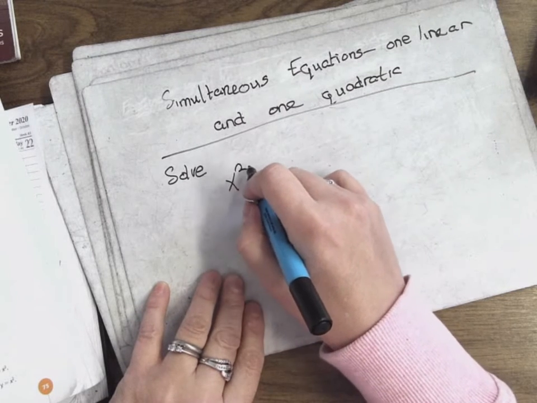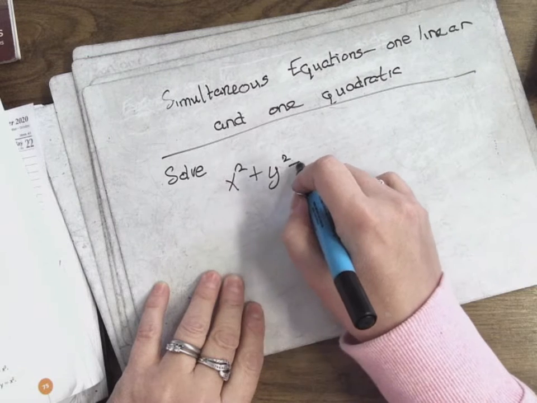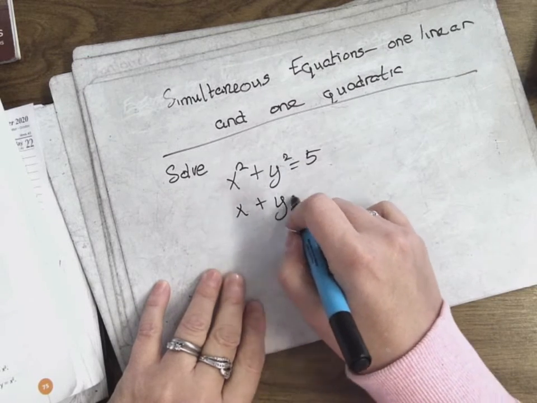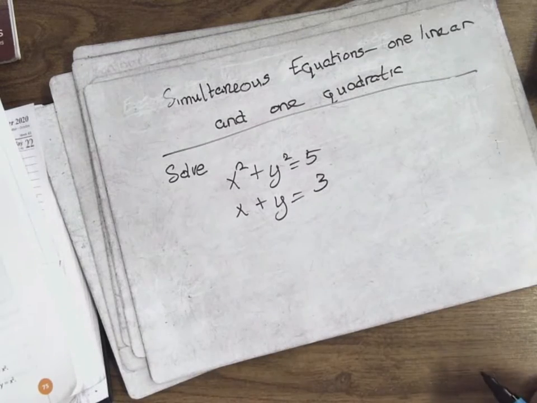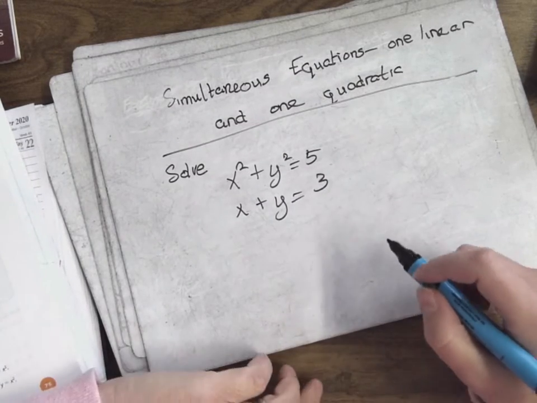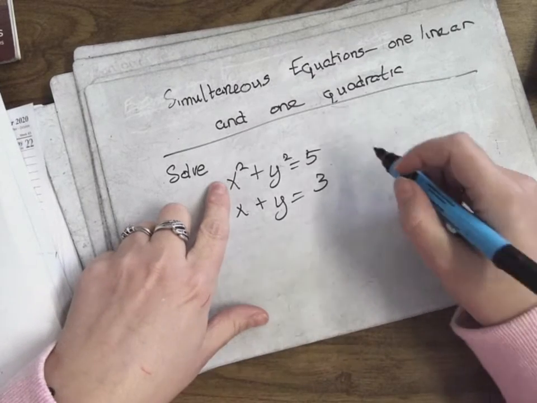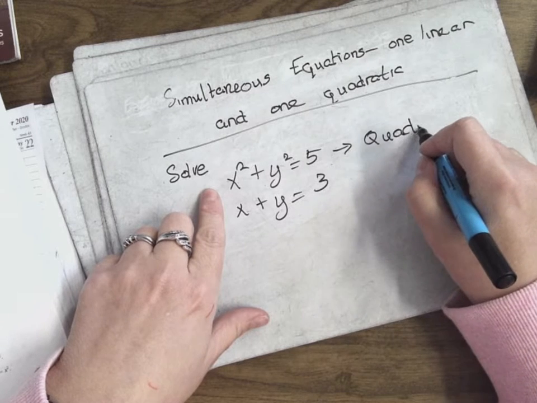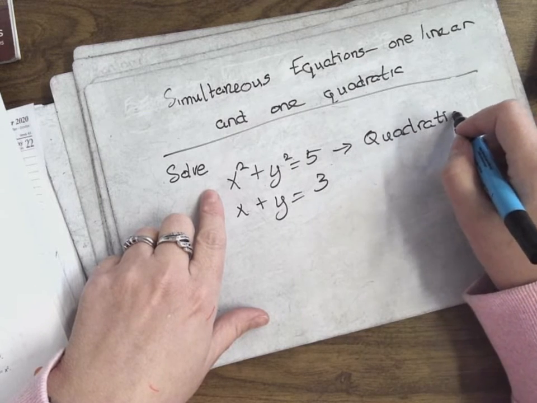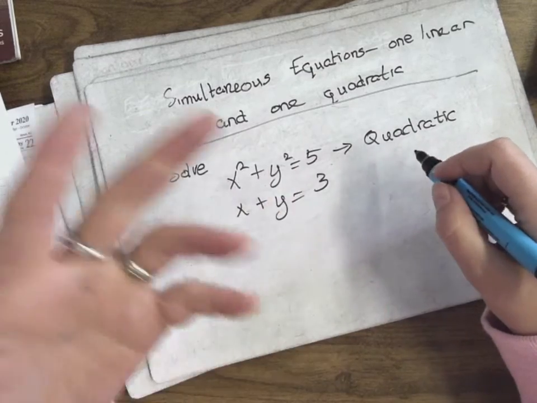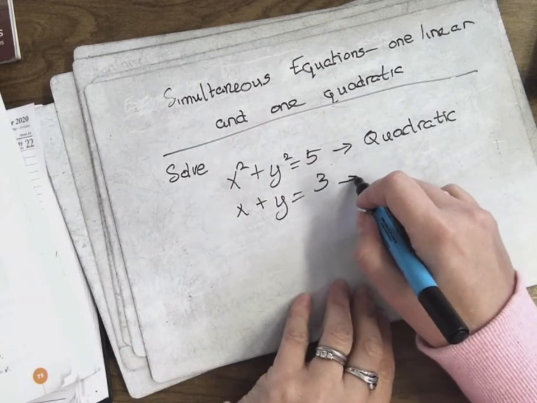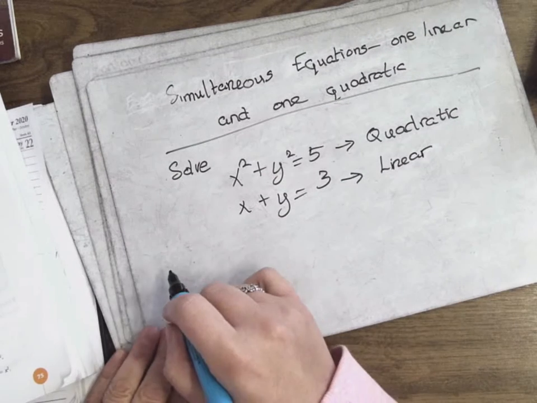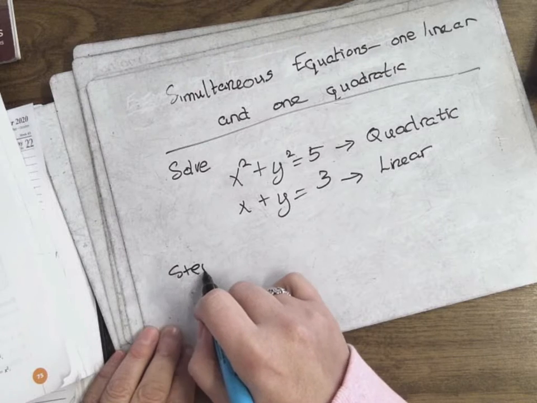Right. So look, x squared plus y squared equals 5 is one. And the other one is x plus y equals 3. Can you tell me which equation is linear and which equation is quadratic? First one is? Yeah, this is quadratic because it's got a square term in it. So this is quadratic because it's got an x squared term or a y squared term. It's got both, right? Okay, and this one is linear.